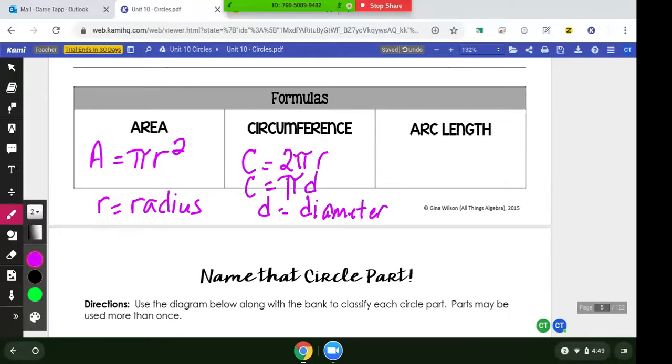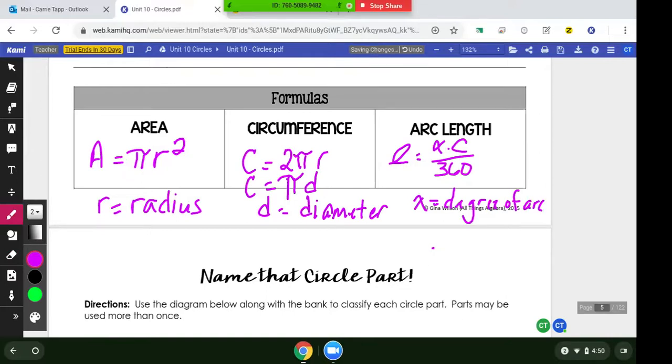And we'll be working later with arc length. Your arc length is L for length, it's cursive, is equal to X times C being divided by 360. X is going to be your degree of your arc here, and that'll be in a later lesson.